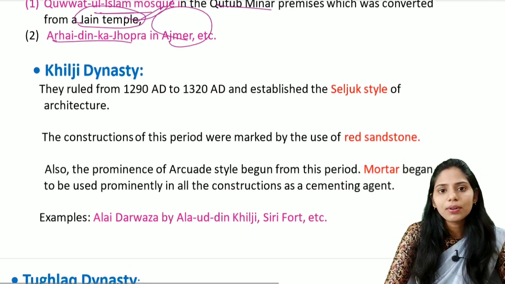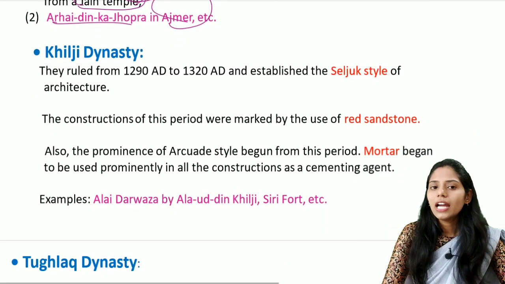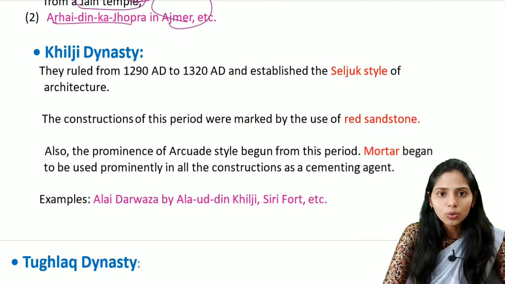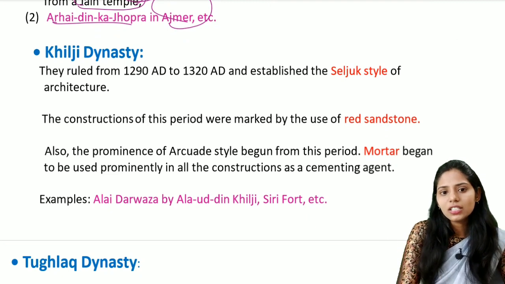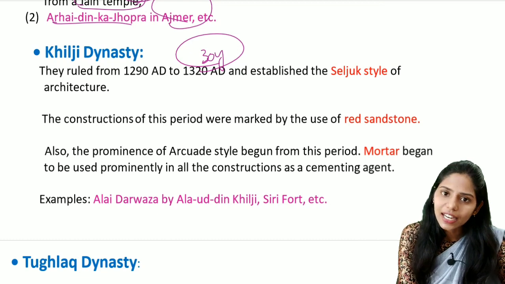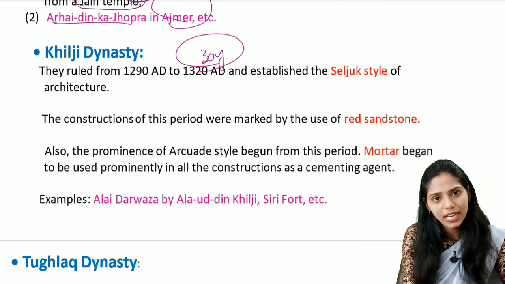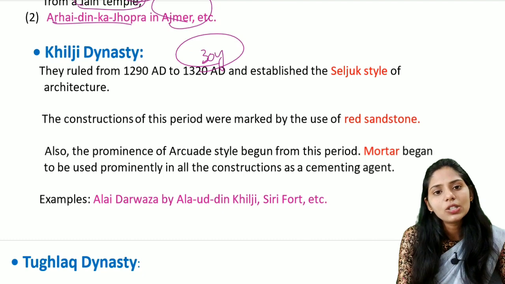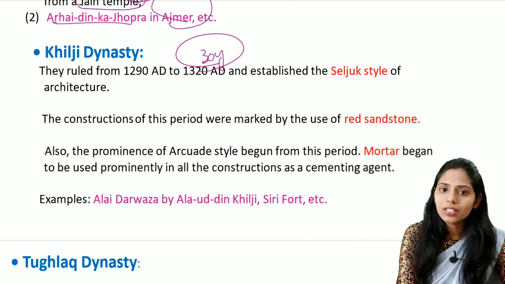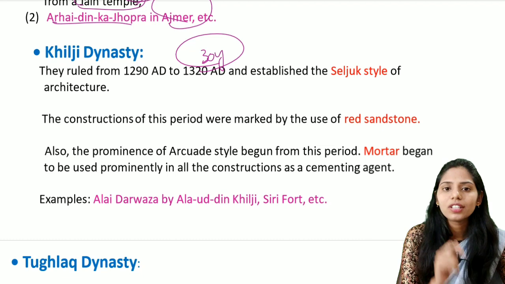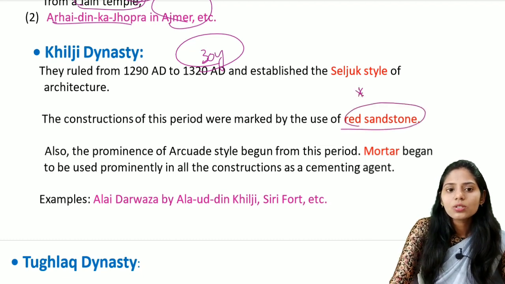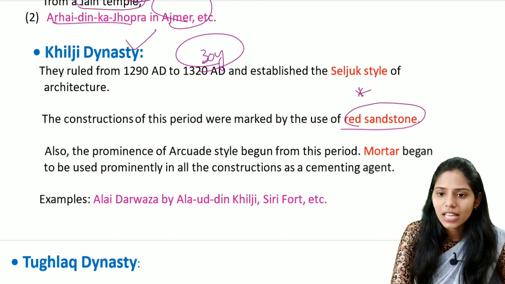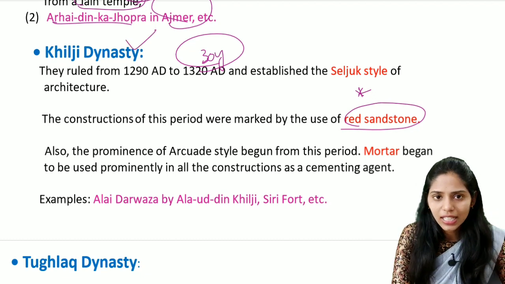So let us see the next important dynasty, that is the Khalji dynasty. The time period this Khalji dynasty ruled India is 1290 AD to 1320, that is almost 30 years. And they established the style of architecture called the Seljuk style of architecture. Under this Seljuk style, the constructions of this period were marked with the use of red sandstone. So this is an important prelims fact that you should remember. The Khalji dynasty mainly used the red sandstone, which is largely available in that region.